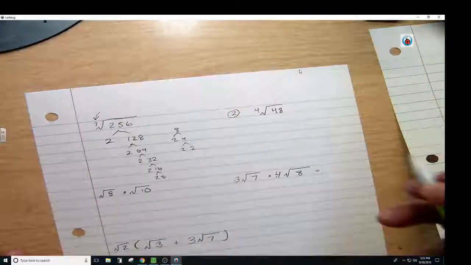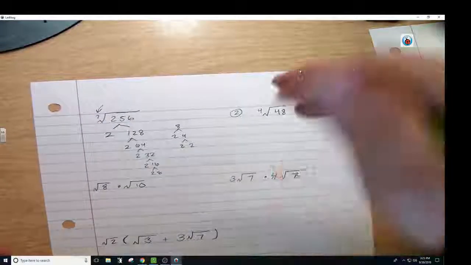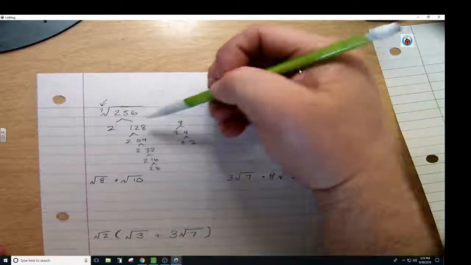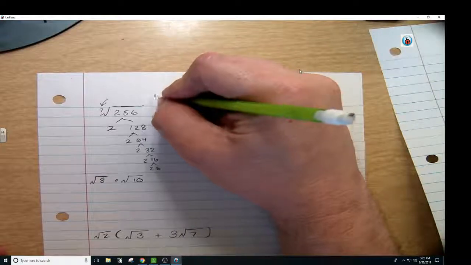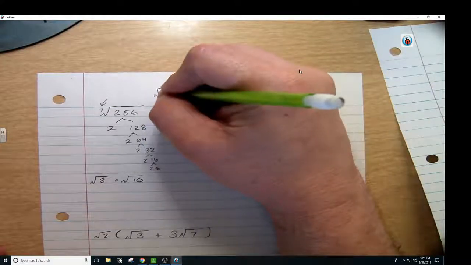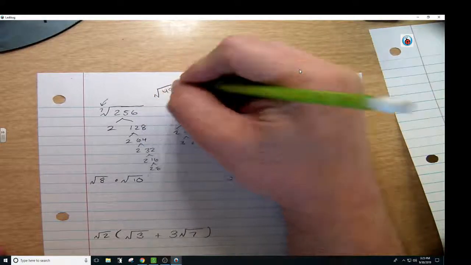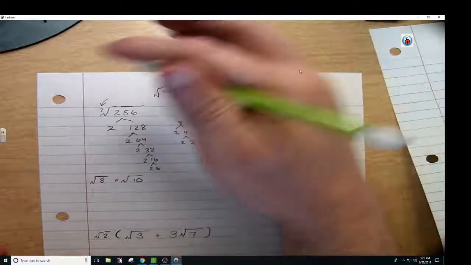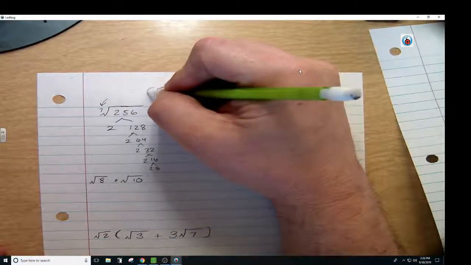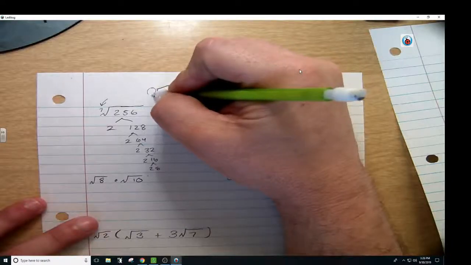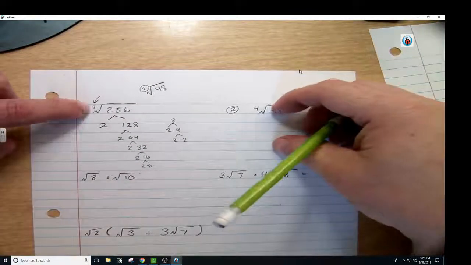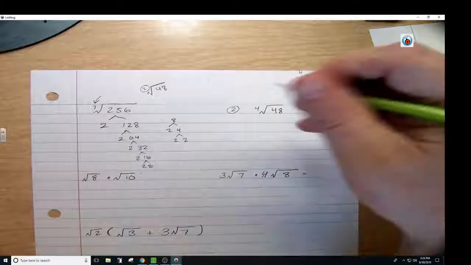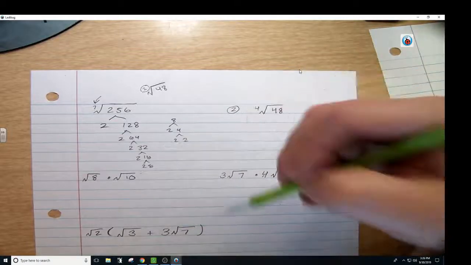Now, unlike yesterday where we were circling pairs of 2's, how many you're circling is what your index is. For instance, yesterday we did the square root of, say, 48. We broke that down and circled pairs of 2. Well, if it's not otherwise given, your index is a 2. It's known to be a 2. So that's the reason we were circling pairs of 2. In this case, my index is 7, so I am circling groups of 7 of the same number.